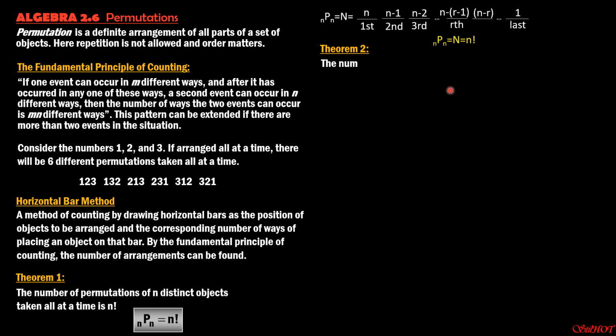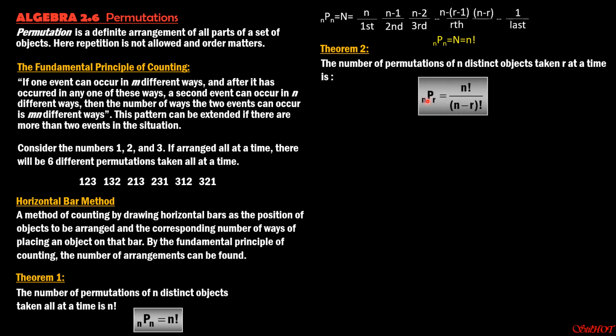So for the second theorem, the number of permutations of n distinct objects taken r at a time, where r is less than n, of course, is nPr equals n factorial divided by n minus r factorial. So let's also prove this theorem. Let's go back to this, but this time we only arrange r objects from n. We only take, or we only arrange r objects from n distinct objects.